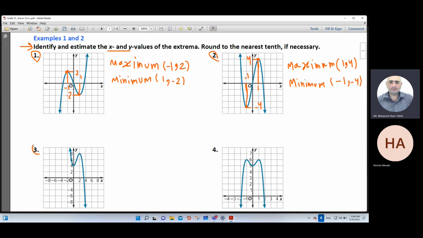Here in number 3, we have the minimum and here the maximum. The maximum, as you see, we have 2 in the x and 8 in the y. And the minimum is 0 in the x and 4 in the y.